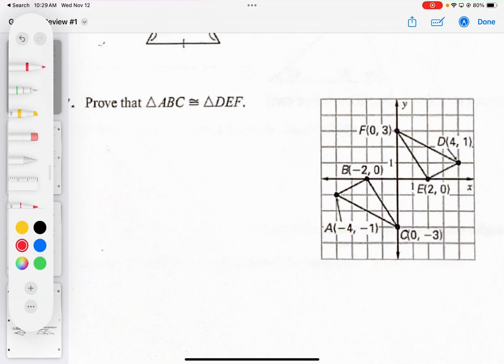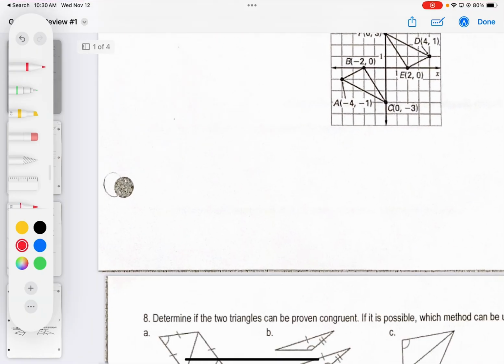Sure, if for whatever reason I forget. Wait, since it says prove, does that mean we have to do a proof? Nah, just show me the sides are the same. But you don't have to write a 2-column proof or anything like that for it. Probably specify that. Yeah, okay. We'll keep that in mind. More clarified instructions. All right.